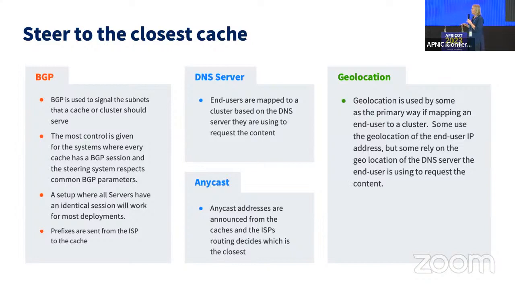A number of ISPs are using Anycast, so they're having the same IP address or the same IP addresses for the content announced by the servers to the ISP, and that way making sure that the routing inside the ISP is bringing the end user to the closest cache.